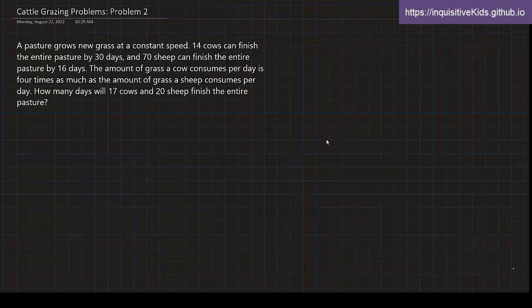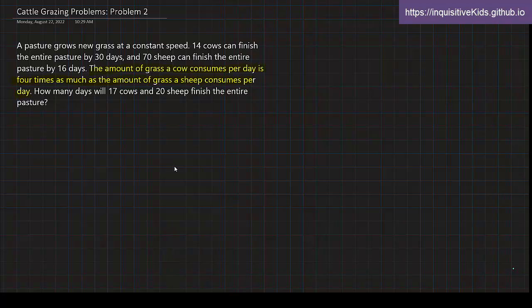Here, how is it different from our last problem? Well, it's different because now it isn't just one type of animal. There's 2 different types of animals, cows and sheep. The amount these 2 different animals consume per day is different. It says it right here. The amount of grass a cow consumes per day is 4 times as much as the amount of grass a sheep consumes per day. So it's 4 times.